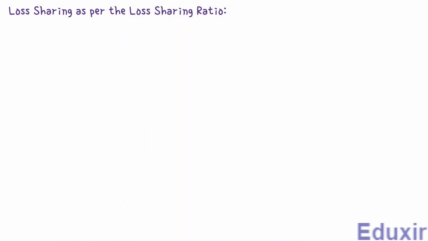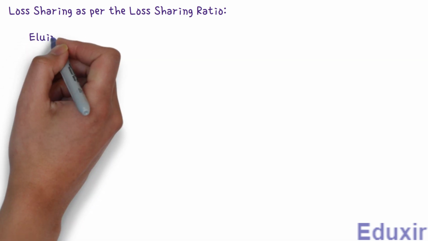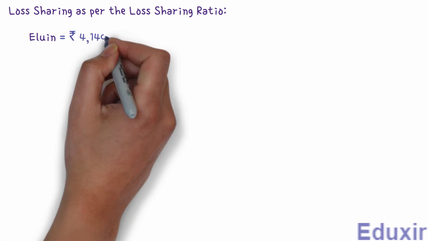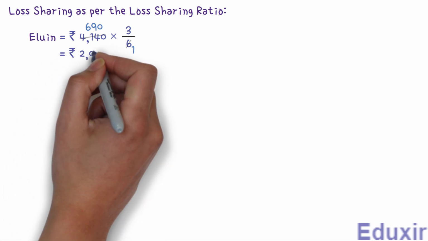See, here it's not actually a loss. It is a decrease in the profit share to correct the overcredited profit share. You should understand it this way. Now, for partner Eluin, this is equal to the total overcredited net profit, which is 4,140 rupees, multiplied with his profit or loss sharing ratio 3/6. Cancelling with 6, 6 ones are 6, 690s are 690. Now, if you multiply the remaining 690 rupees and 3, we get 2,070 rupees.